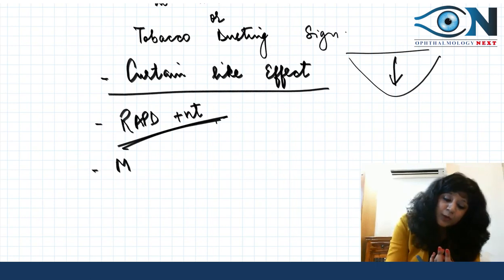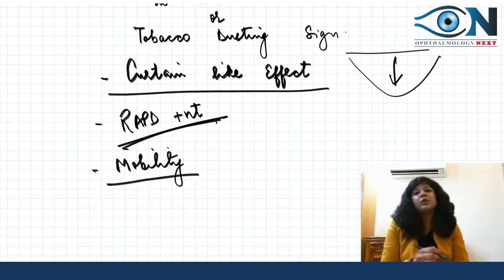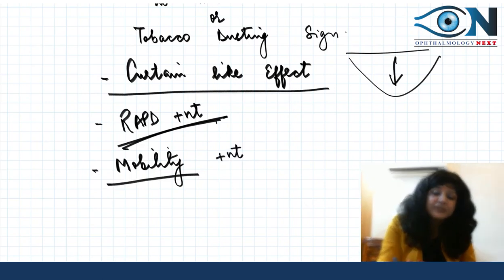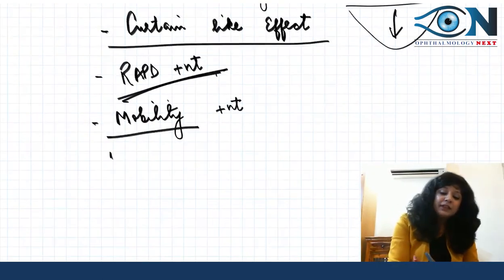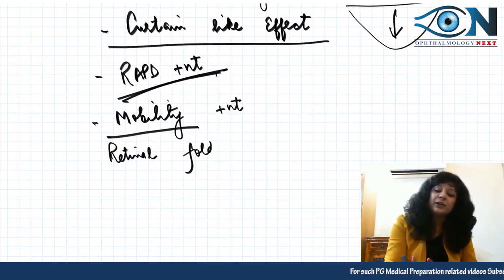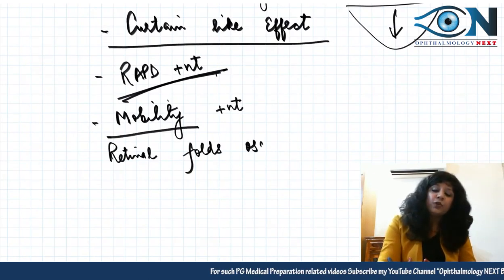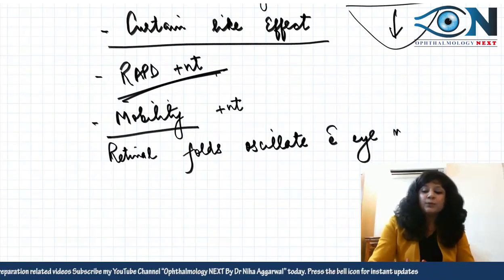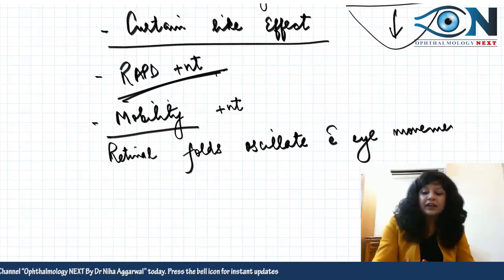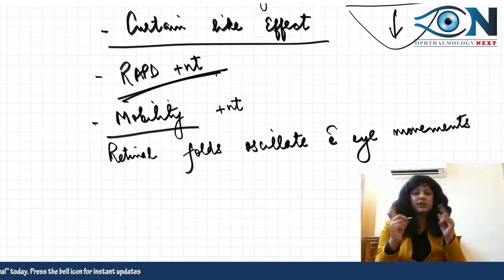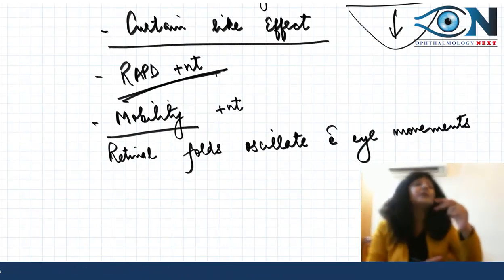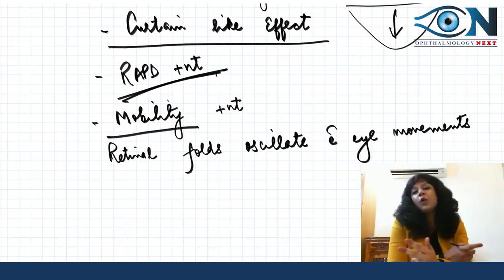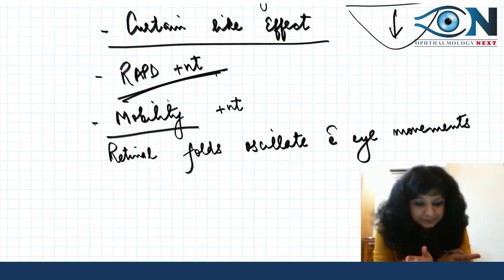Then look for the mobility. Mobility of the retina is again an important thing. Mobility will be present. Here what will happen? The retina will show the folds. So retinal folds will be there, and these folds will oscillate with the eye movements. So mobility is not affected here, and whenever the patient makes eye movements, these undulations or these folds will also show the mobility.